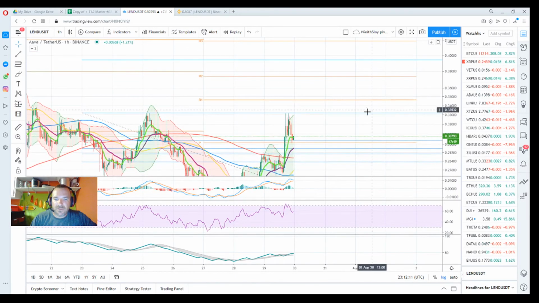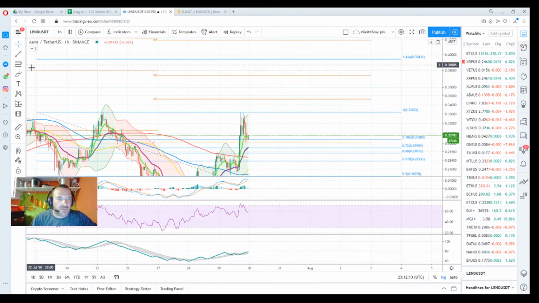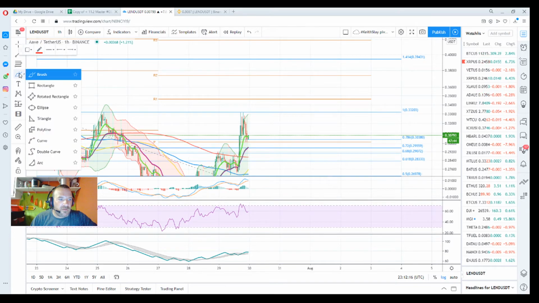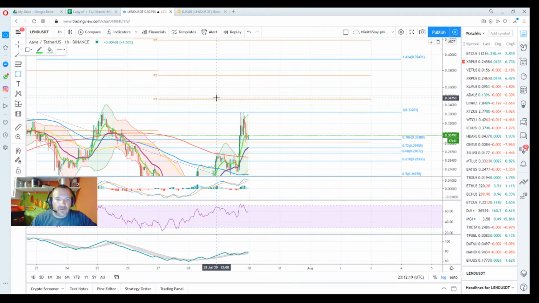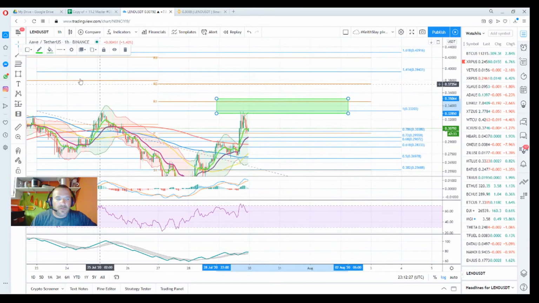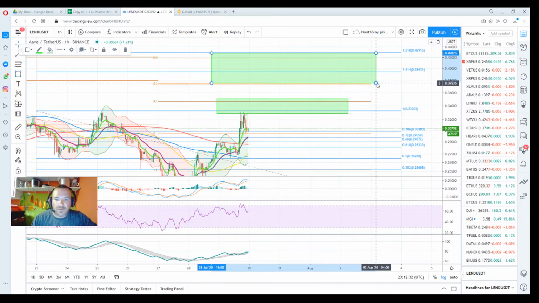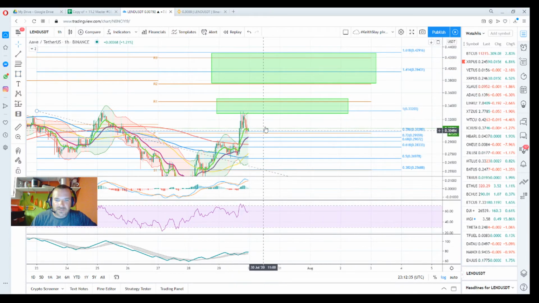So what I'm going to do is tell you now my targets are, give me a rectangle here. I have two of them. I have R1 right here, and I'm going to move up here to above R2 and below 1618. There's my targets. Okay, if I see this come up here and hit one target, I may take half of it out. If I see it come up here and hit all of it, okay, I might pull it all out.